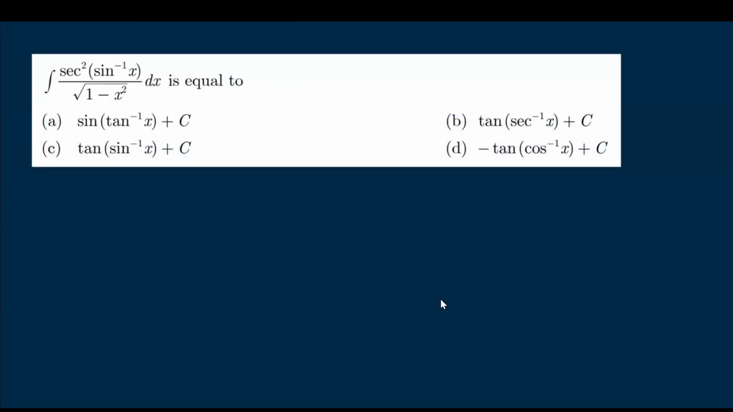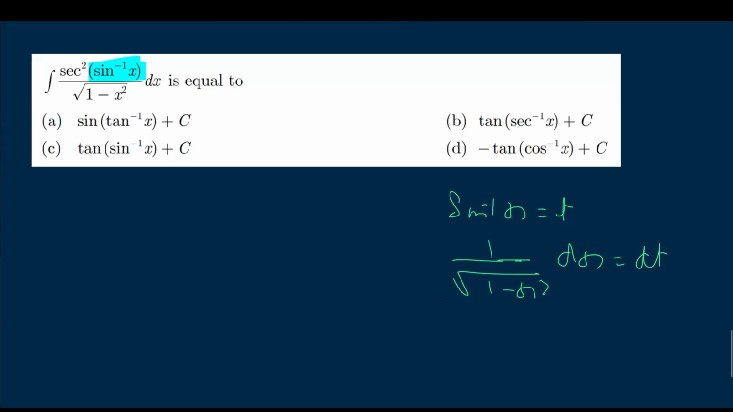In the next MCQ, we are given the integral of secant square of sine inverse x over under root 1 minus x squared dx, and we have to find its value. Clearly, we are going to use a substitution. I'm going to take sine inverse x as t. So the differentiation of sine inverse x is 1 over under root 1 minus x square, so dx over under root 1 minus x squared is equal to dt.